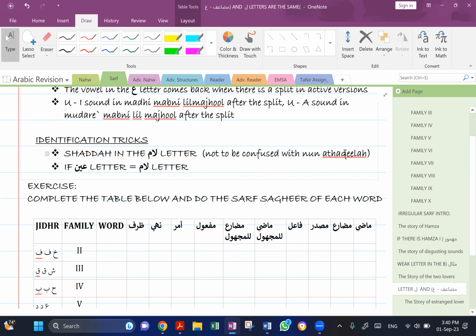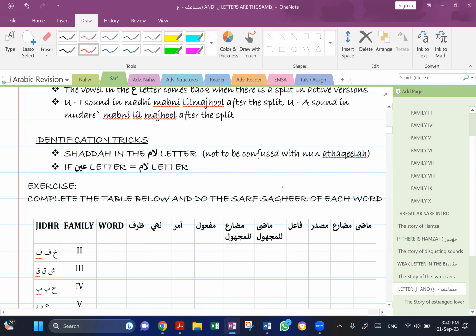That should be straight away a dead giveaway. If you see a shadda on a noon and it's a verb, then most likely that's a noon al-thaqila. But that's pretty much a very easy way to identify mudaf, because there's a shadda on the lam letter, not on the ain letter, on the lam letter. Okay, it's very important, and not on the fa letter, it's on the lam letter.